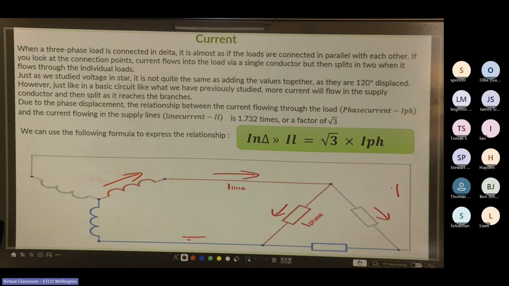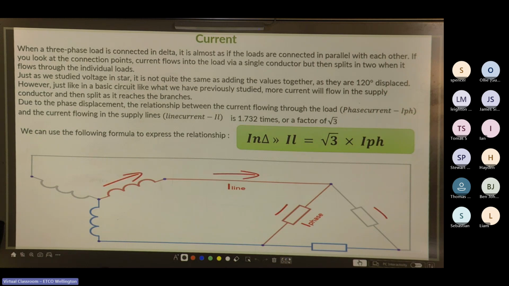Cool. So current, when a 3-phase load is connected in delta, it is almost as if the loads are connected in parallel with each other. If you look at the connection point, current flows into the load by a single conductor, but then splits in 2 when it flows through the individual loads.